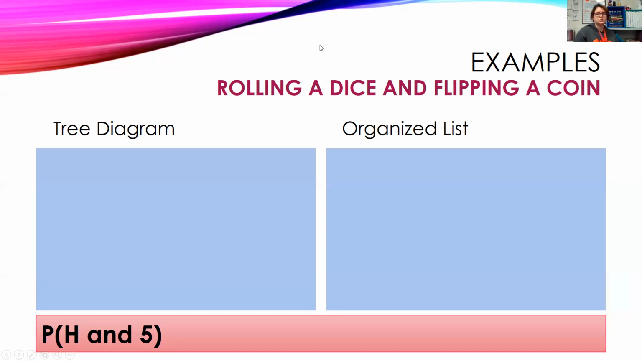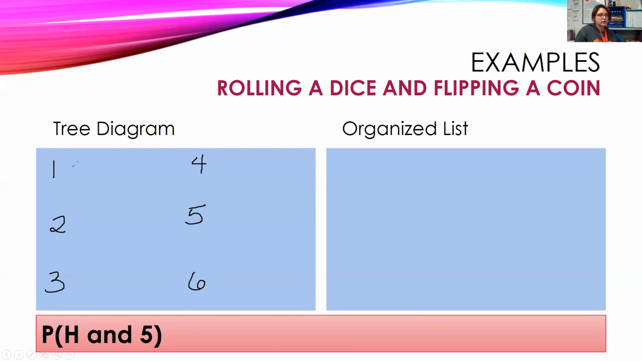So the first one is a tree diagram of rolling a dice and flipping a coin. So we want to start by listing all of the outcomes for our first event. And so for rolling a dice, that is 6 different outcomes, the numbers 1 through 6. So I'm going to list them all here. Now we look at our second event, which is flipping a coin.